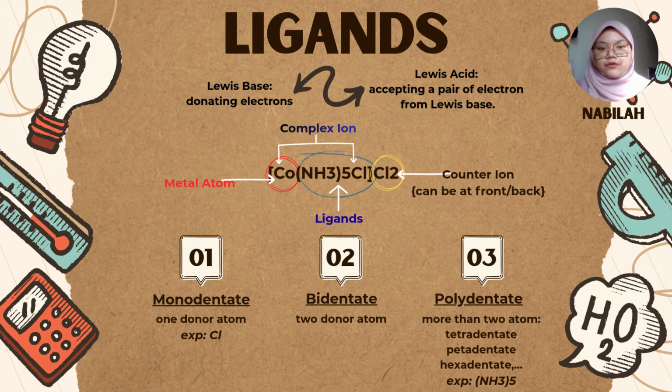There are three main types of ligand. First, monodentate ligands, which donate only one atom to the metal, for example, chloride. Second, bidentate ligands, which donate two atoms, such as en. Third, polydentate ligands, which donate more than two atoms, for example, EDTA, which is hexadentate.